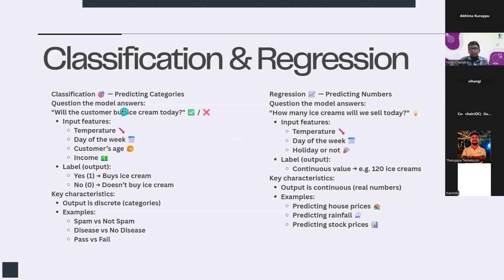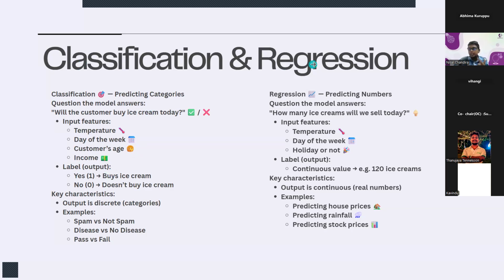Okay, predicting categories is simple. Will the customer buy ice cream today? This is the machine learning problem. What are the labels that you have? Yes or no? Two groups, right?